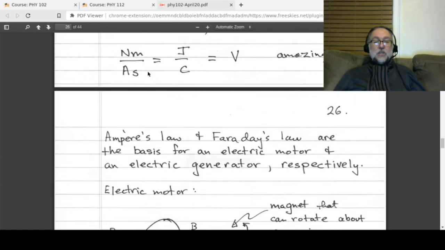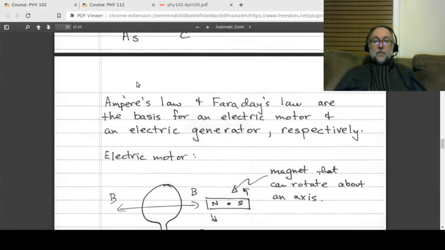And now we can actually describe two very important devices in our modern world: the electric motor and the electric generator. Ampere's law is the law which governs how an electric motor works, and Faraday's law is kind of the opposite of Ampere's law. It's how an electric generator works. So let's take a look at those two devices qualitatively.